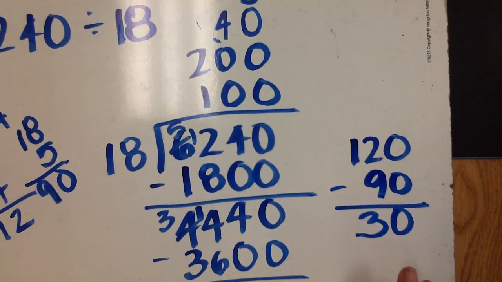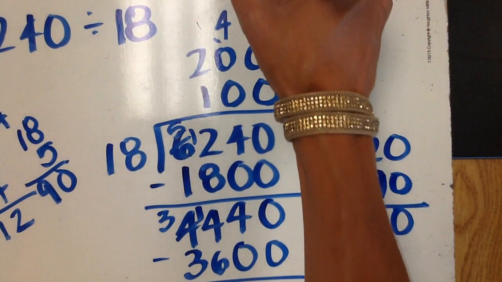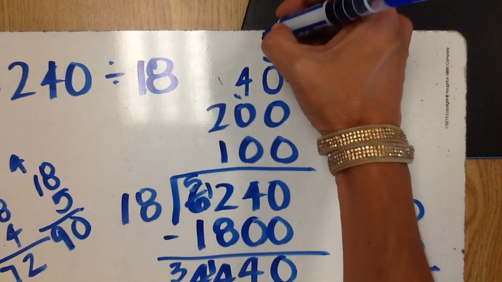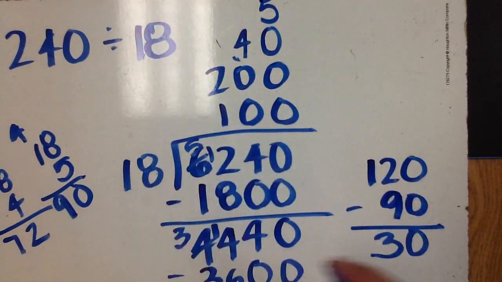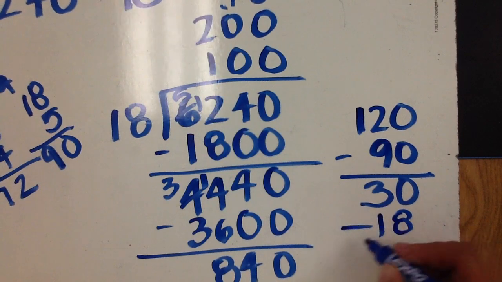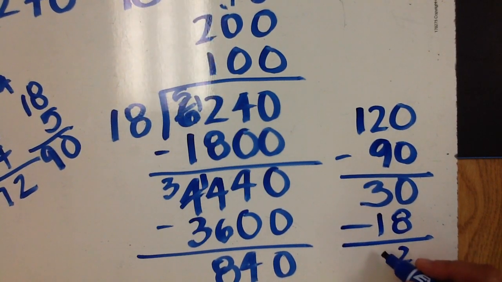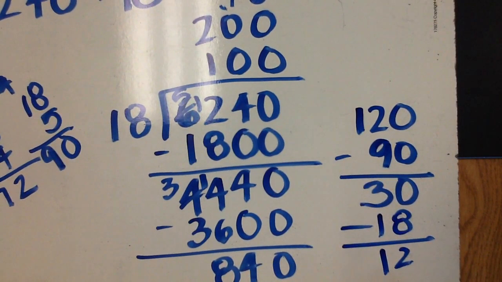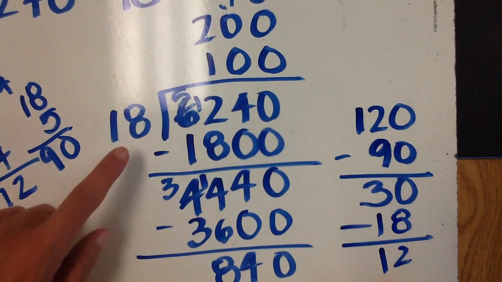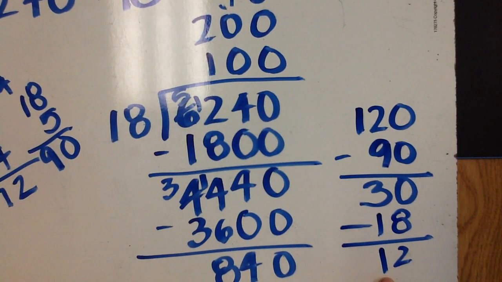So I know that I can get at least one more group out of 30. So I'm going to put that little 1 right up there. 1 times 18 is 18. And that leaves me with 12. So I don't have enough to make another group of 18, so this becomes my remainder.